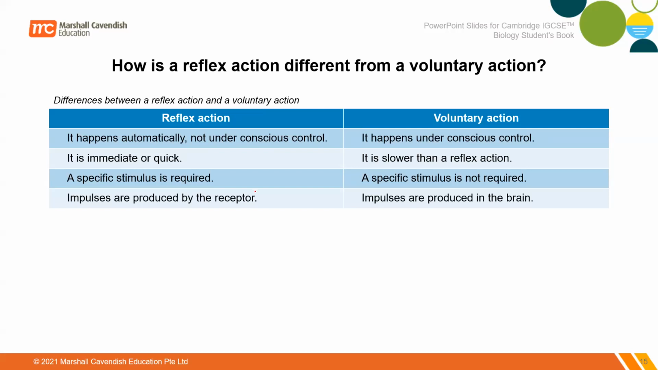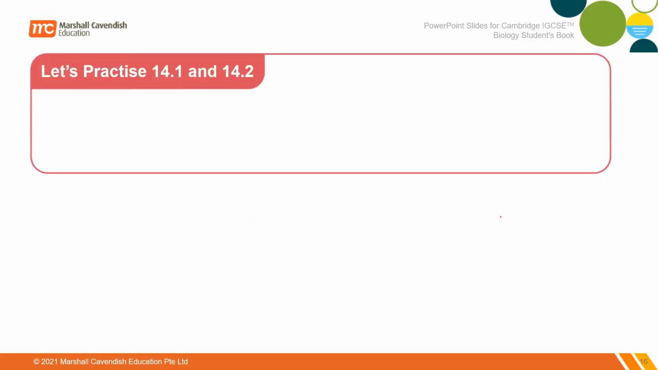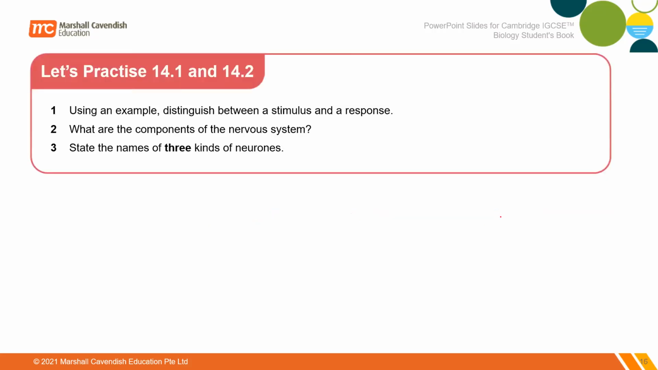The impulses will be produced by receptors, but here the impulses will be produced by the brain. It makes sense, Yumna, because your brain will give you the order to sleep now, or to study now, or to eat now. So the impulses or the message will be produced by the brain and transmitted through the neurons. Let's practice, guys.